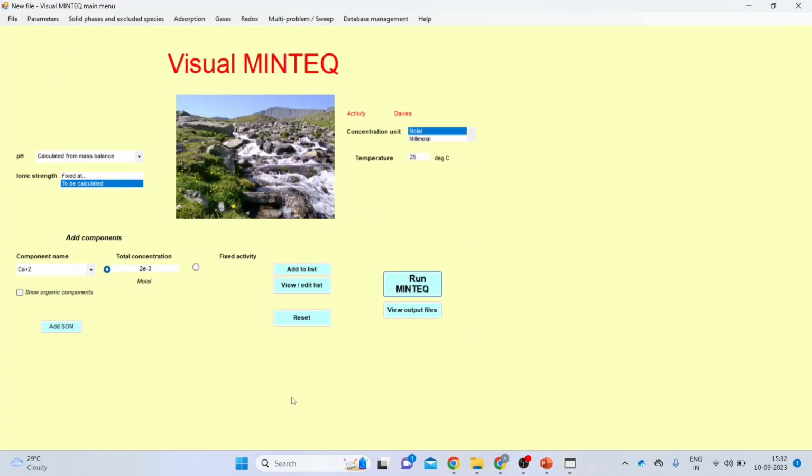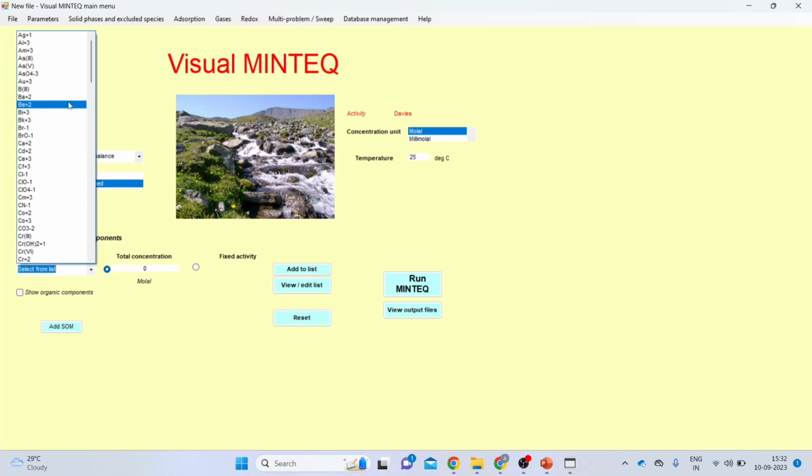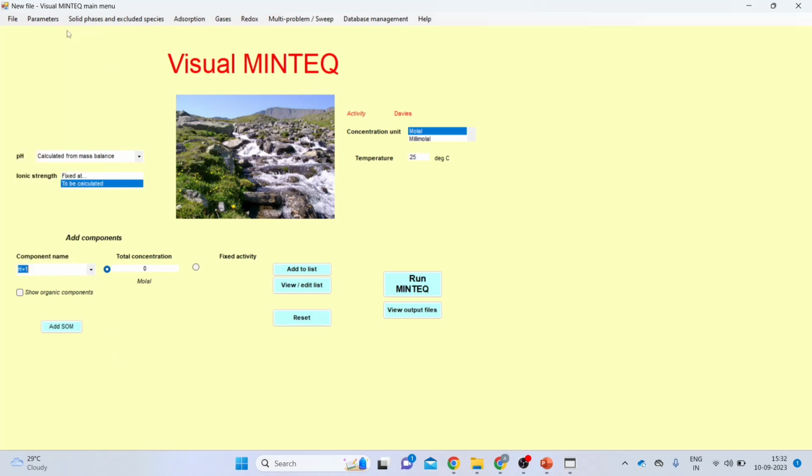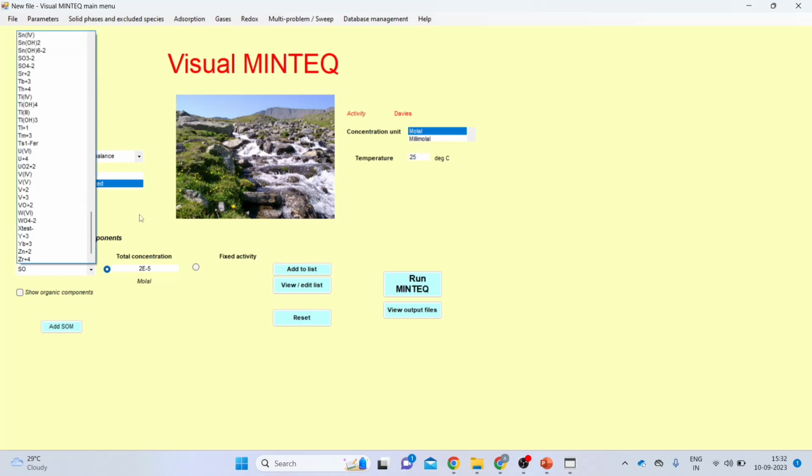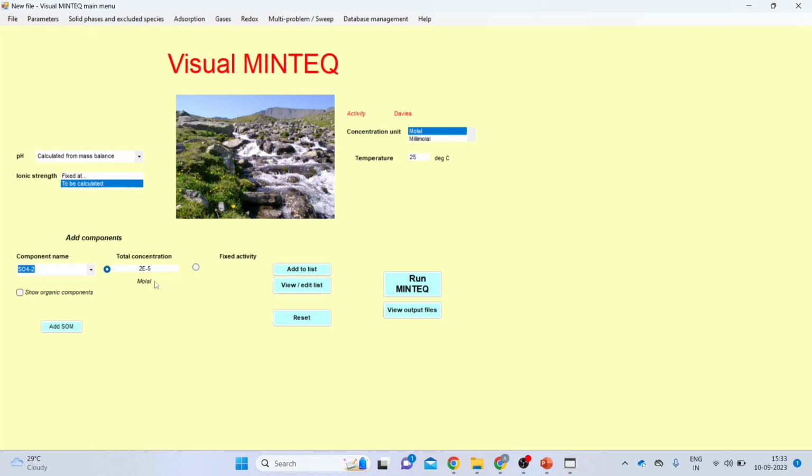So we have solved the previous question. First we will reset it. Now we have to add total H. So total H is 2 E to the power of minus 5. Okay, we will add it to the list. Next we have sulfate SO4 minus 2, which is 10 raised to the power minus 5. So 1 E to the power minus 5, we will add to the list.